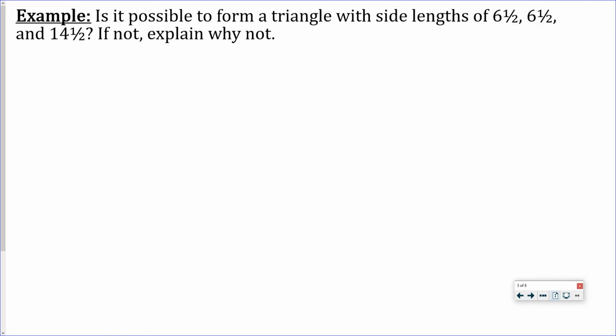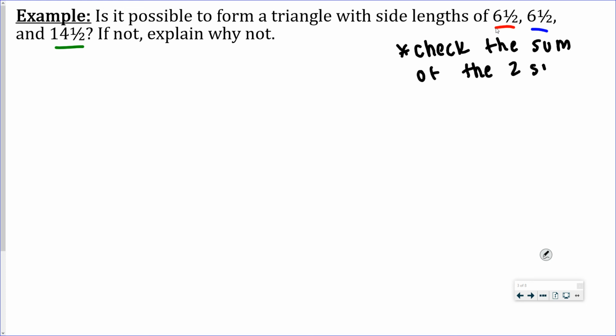Let's try this one. Is it possible to form a triangle with side lengths of 6.5, 6.5, and 14.5? Okay, you probably already know the answer, but let's go through what you need to show for work. This you don't need to show, but always check. It's just my little advice to you. Check the sum of the two smallest sides first. You can save yourself a lot of time.